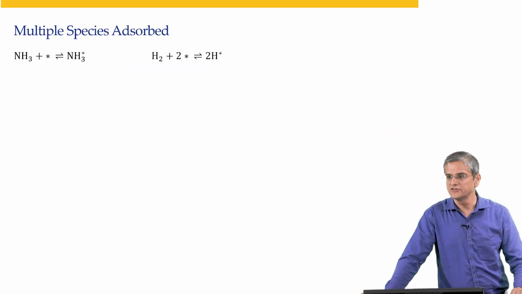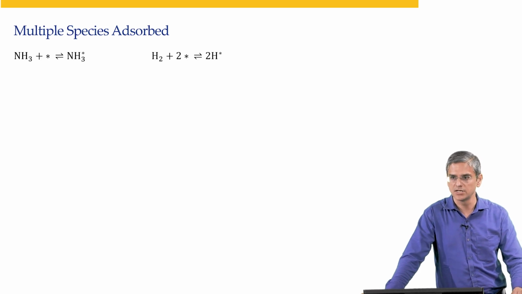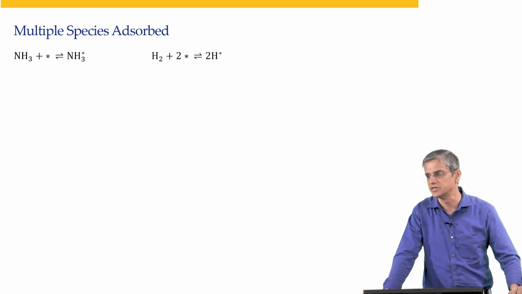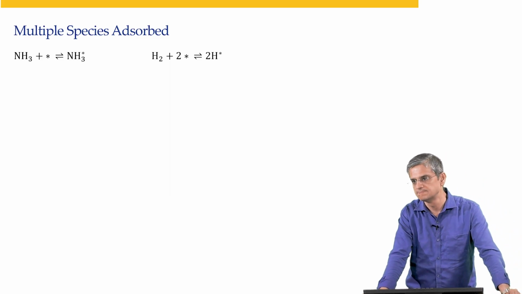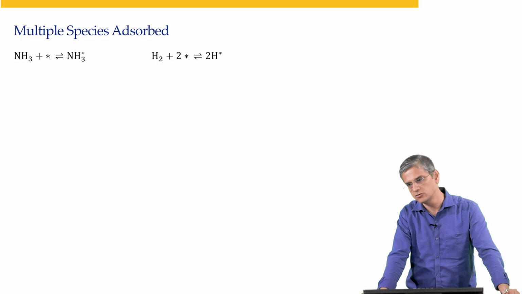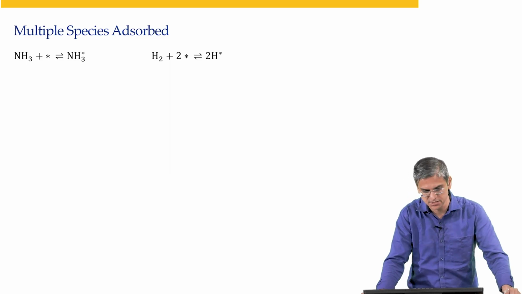So, what if there were two species that were being adsorbed? How do you handle this? Assuming both the reactions were in partial equilibrium. Okay. What do you get if the first reaction was in partial equilibrium? You write it down, I will write down over here what you get if the second reaction was in partial equilibrium.